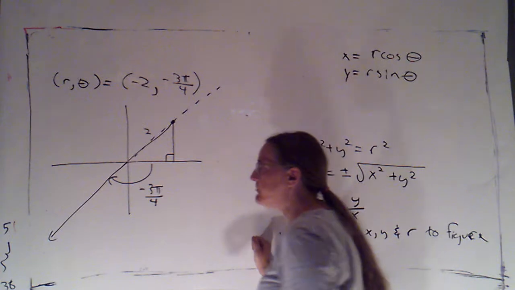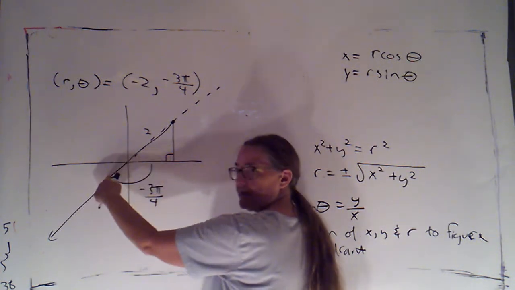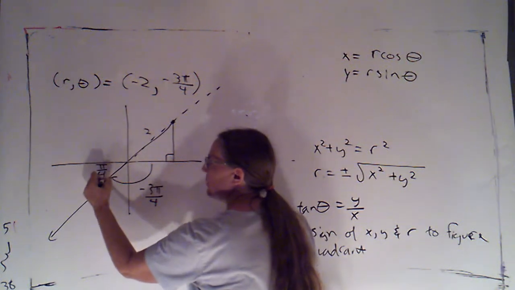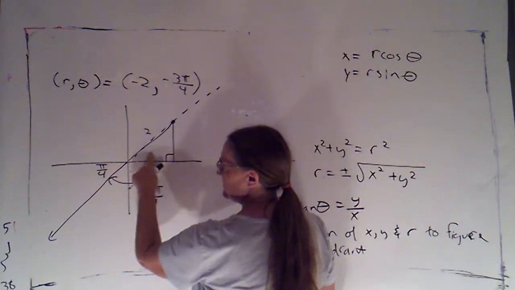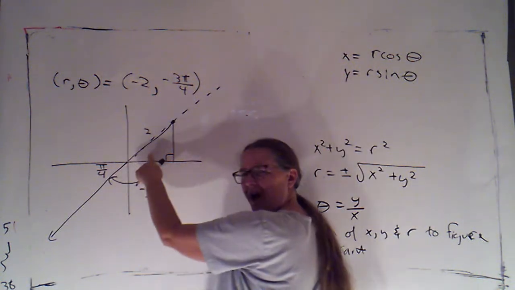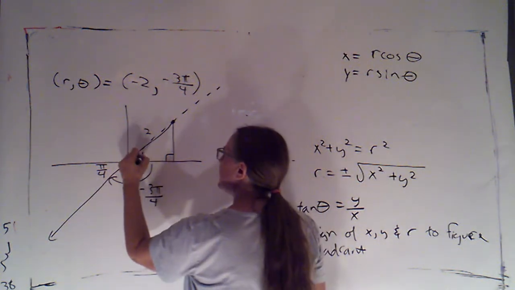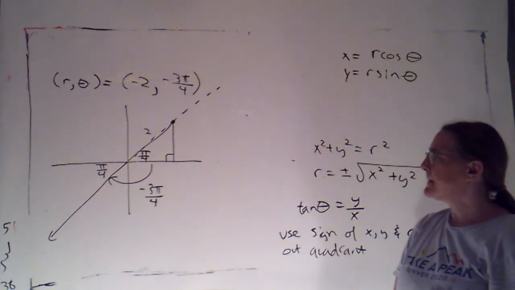I can also figure out what this angle is. Because if this is negative 3 pi over 4, the reference angle here would be pi over 4. But we know when intersecting lines meet, these angles that are on opposite sides of each other are actually called vertical angles. They're the same. So that's pi over 4.